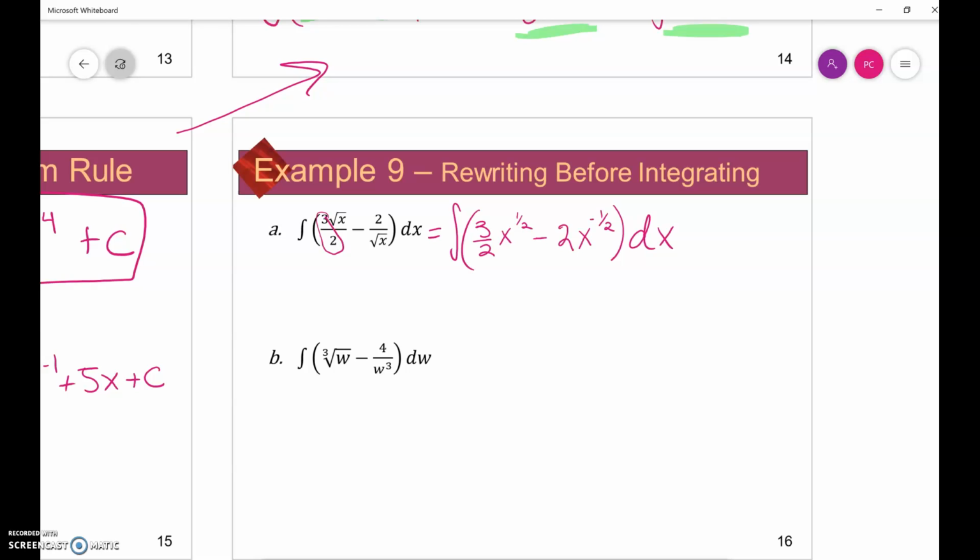Okay? All right, again, I want you to pause the video and see if you can simplify A, and I want you to also try to work B, and then we'll come back and check them.